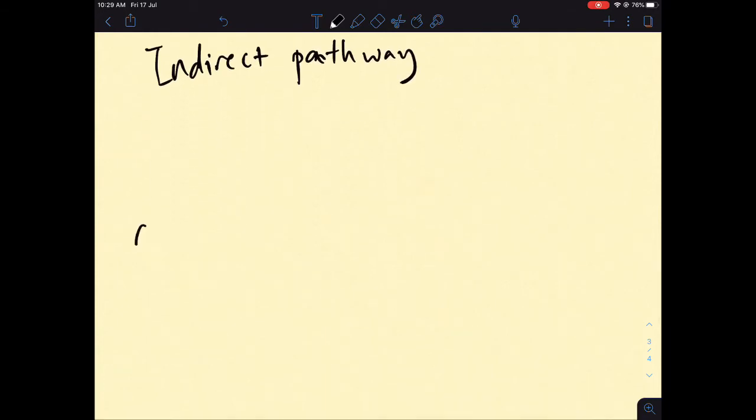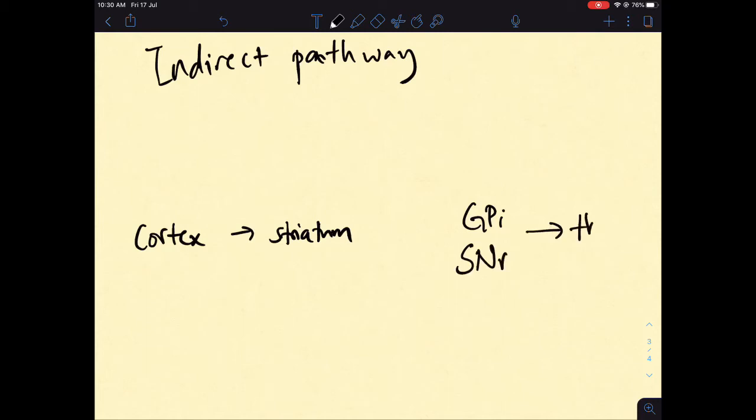Whereas the indirect pathway, you have a bit more components. So we have the cortex going to the striatum. As a revision, striatum consists of the caudate nucleus and putamen. That's the thing. It doesn't directly send signal to the output centers. So you have the output centers, globus pallidus interna, and pars reticularis of substantia nigra, sending signals to the thalamus.